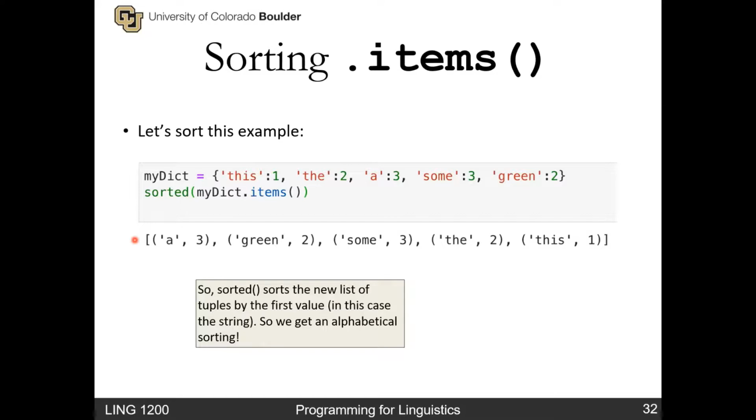Well, sorted has taken this list of tuples, and by default has looked at the first value and sorted by the first value. Which is kind of cool. You might think it might get confused because it's seeing a tuple and there's two things in there. What does it do? Well, by default, it's going to sort by the first item in that tuple. So in this case, because our keys are words, we get alphabetical sorting.